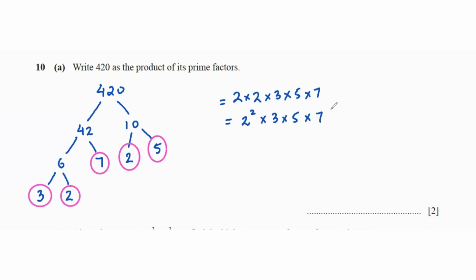There is no one way to break 420 down. You could have written like 21 times 20, or like 6 times 70, 70 times 6, anything. There is no restriction. As long as your final factors are correct, you can break it down in any manner you want.